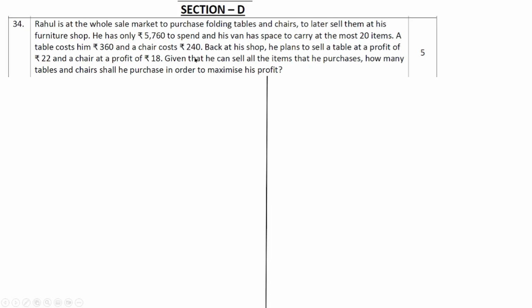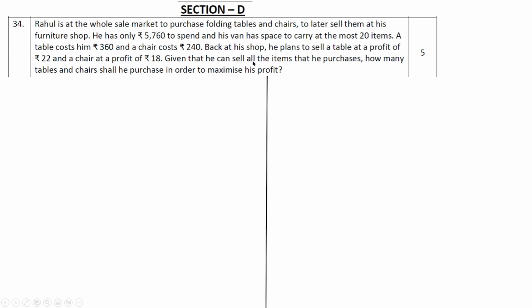So here is the question which is given in section D. It carries 5 marks. It says Rahul is at the wholesale market who purchased folding tables and chairs to later sell them at his furniture shop. He has only rupees 5,760 to spend and his van has space to carry at the most 20 items. A table costs him rupees 360 and a chair costs rupees 240.